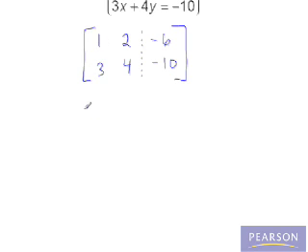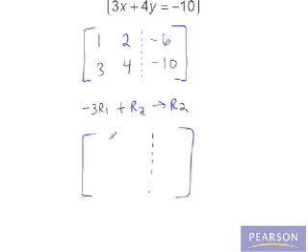So we're going to take negative 3 times row 1, add it to row 2 to get a new row 2. So row 1 will not change. So I'm going to recopy row 1: 1, 2, negative 6. Now we'll carry out this row operation. Negative 3 times 1 is negative 3, plus 3 is 0. Negative 3 times 2 is negative 6, plus 4 is negative 2. And negative 3 times negative 6 is positive 18, minus 10 is positive 8.